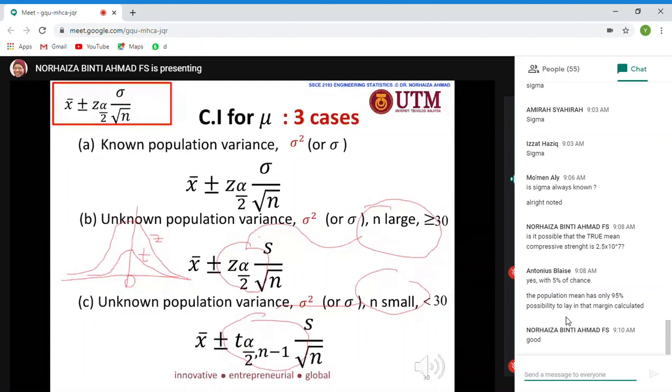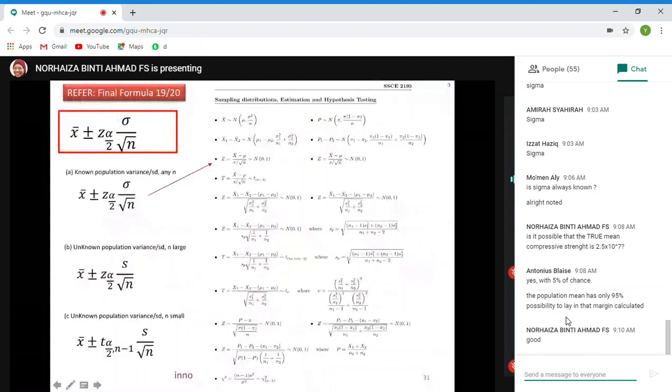So how do you remember all these? If you look into your statistics table on page 2, or I've put up the final formula for this course on your e-learning in the resources section, I've put up tables and formula.